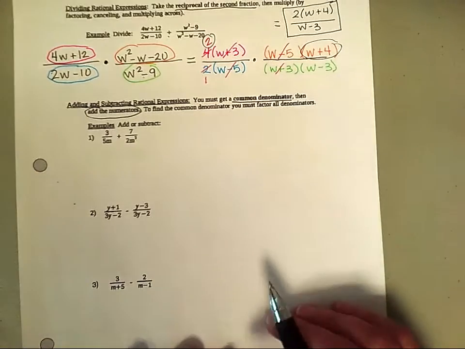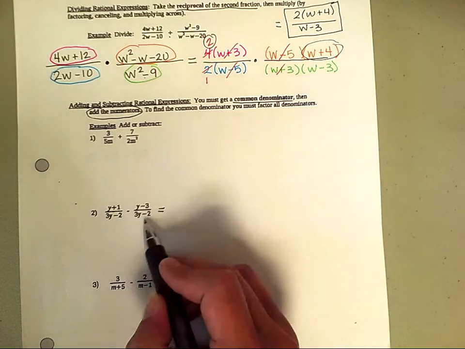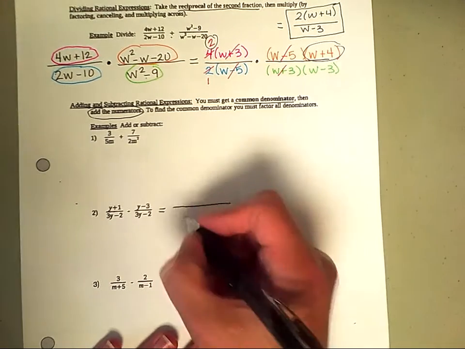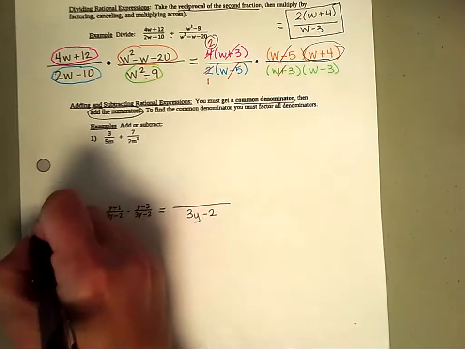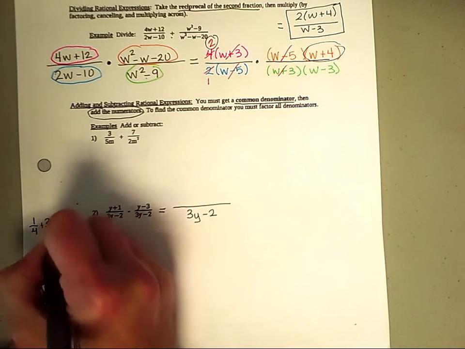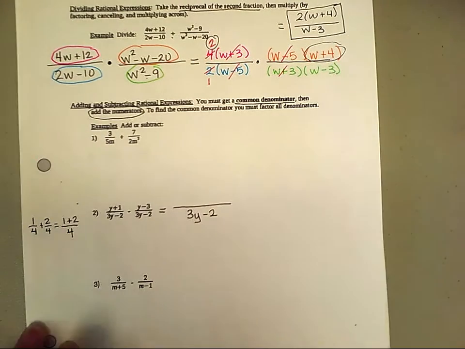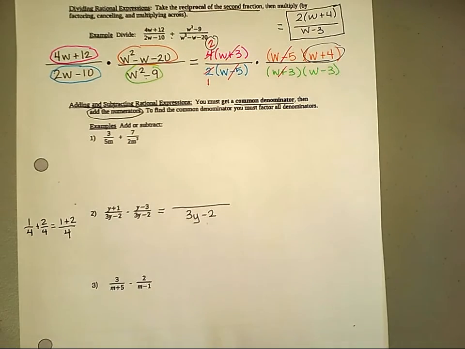Let's start with number 2 because it's a little bit easier. In number 2, we already have a common denominator, which means I can write this as one great big fraction. What I mean by that is if I add 1/4 and 2/4, that's the same thing as 1 plus 2 over 4. So here's our common denominator.